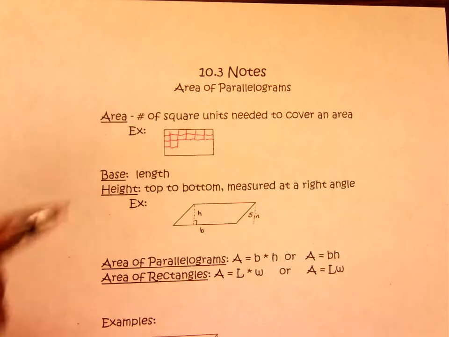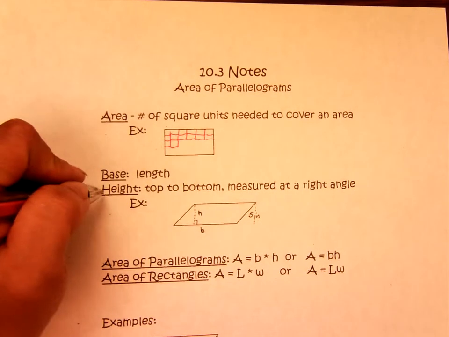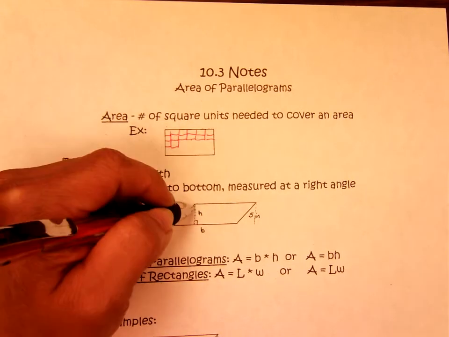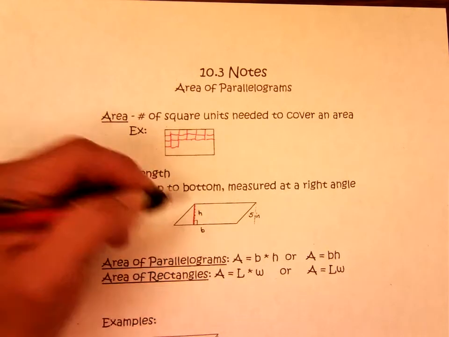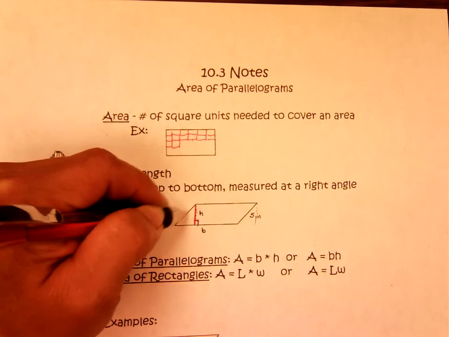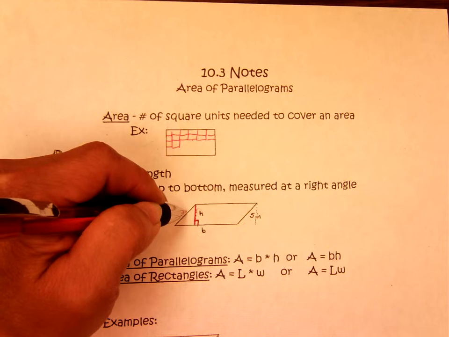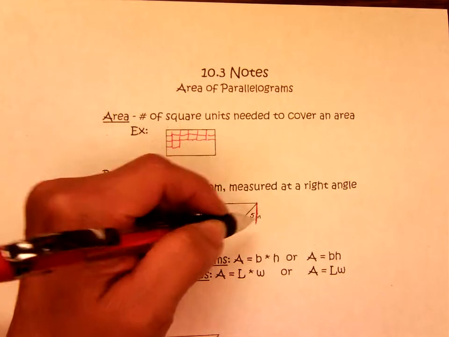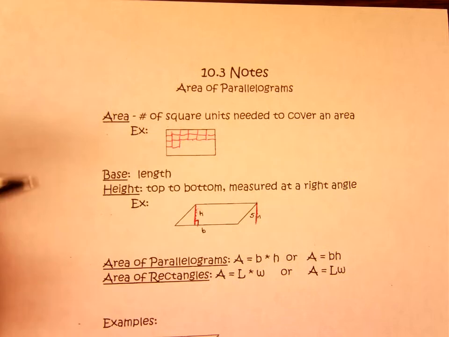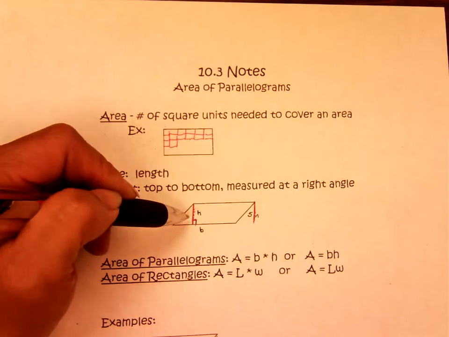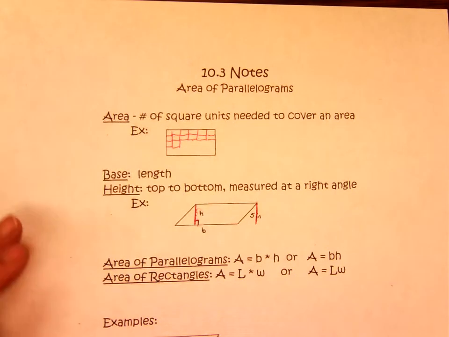Base is the length, and the height is top to bottom, measured at a right angle. An example of this would be right here. It makes a right angle, so you use that as the height, not the diagonal. The diagonal is not the height. And here we've made a straight up and down line, so this tells us the height is 5 inches. Anything that is vertical, straight up and down, you use as height, not the diagonal.